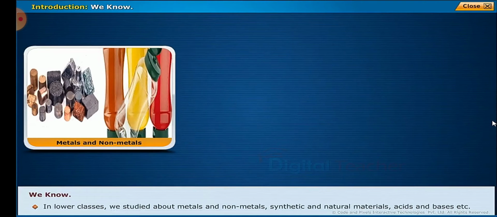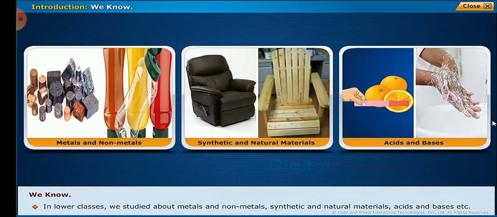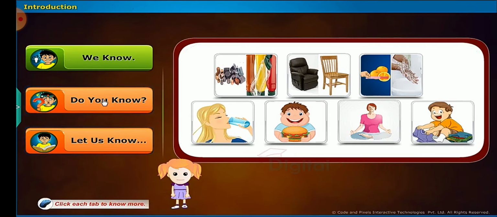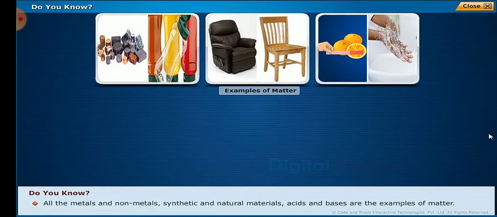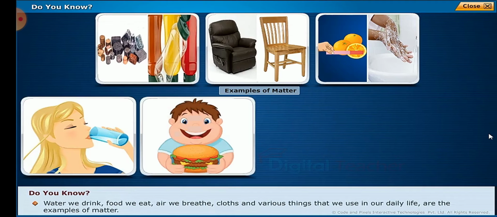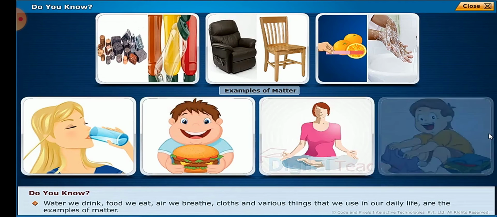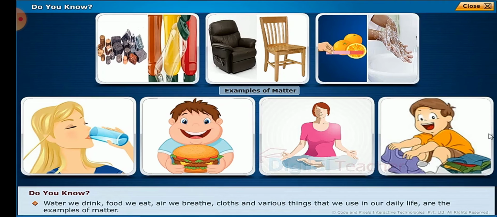In lower classes, we studied about metals and non-metals, synthetic and natural materials, acids and bases, etc. All the metals and non-metals, synthetic and natural materials, acids and bases are examples of matter. Water we drink, food we eat, air we breathe, clothes and various things that we use in our daily life are examples of matter.